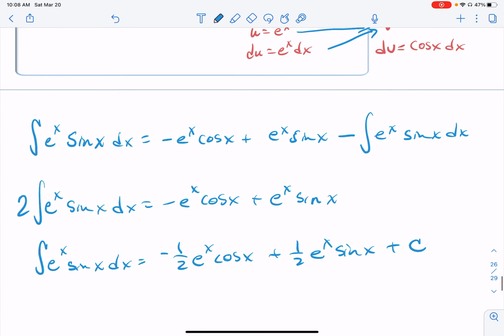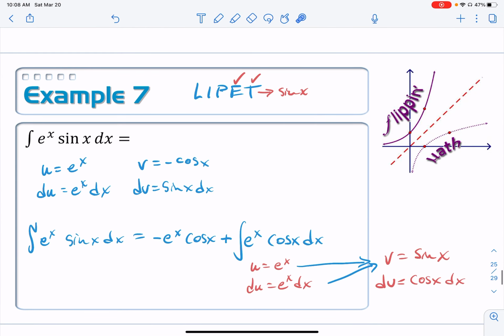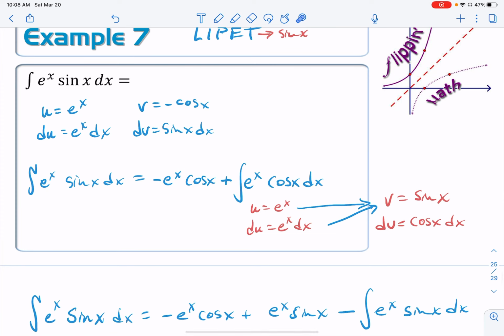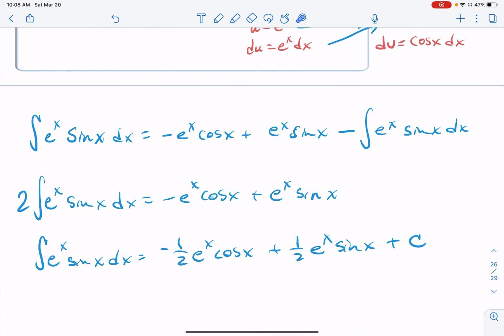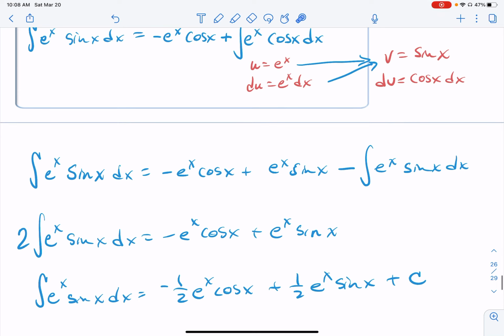So here is the insane thing that happens with some of these, especially when you have a transcendental times a transcendental: it will eventually cycle back to the original antiderivative, which you just bring back to the other side of the equation and you solve for it. This one just had 2, but it's possible it could have 3 or 4 of them that it eventually cycles through in order to get back to the original one.